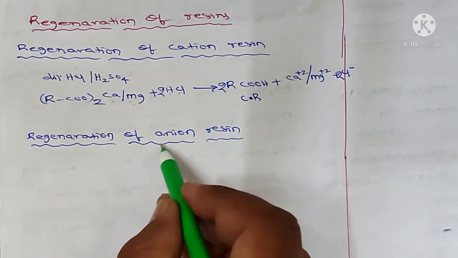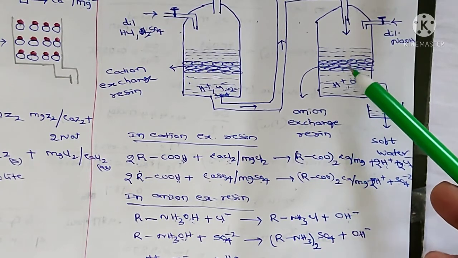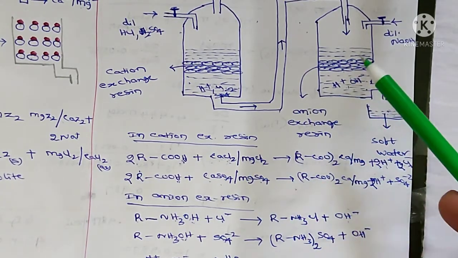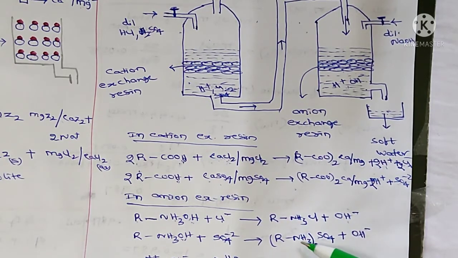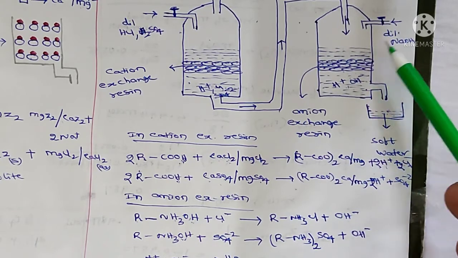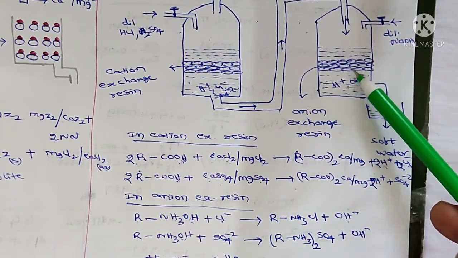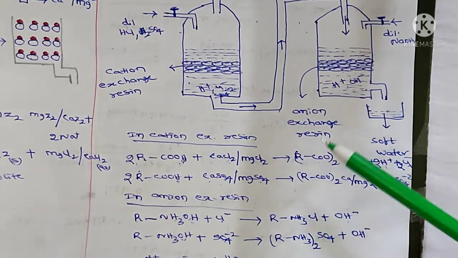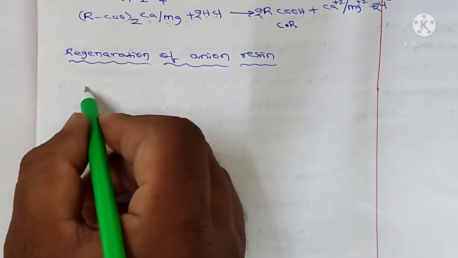Next, regeneration of anion resin. In the anion exchange resin, what we have after the reaction is RNH3Cl and RNH3 taken 2 times SO4. So this one will react with NaOH. We are adding NaOH. If you add NaOH, then the anion exchange resin will regenerate. So let me take these two.